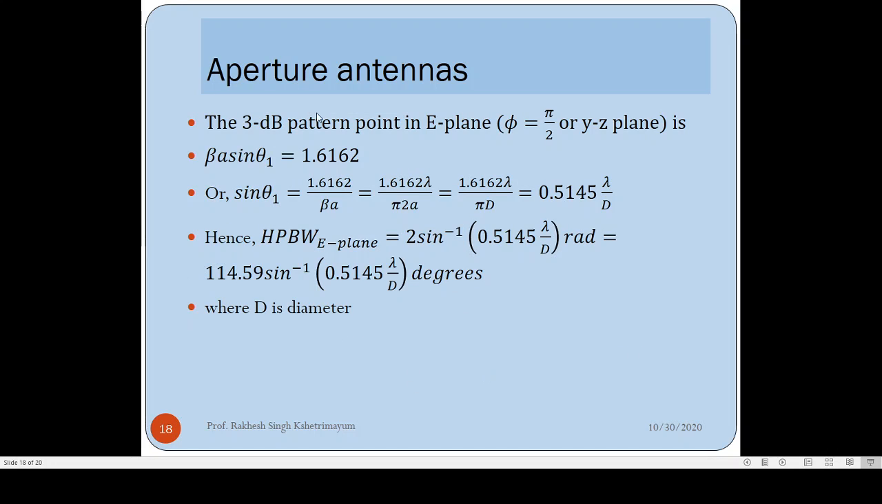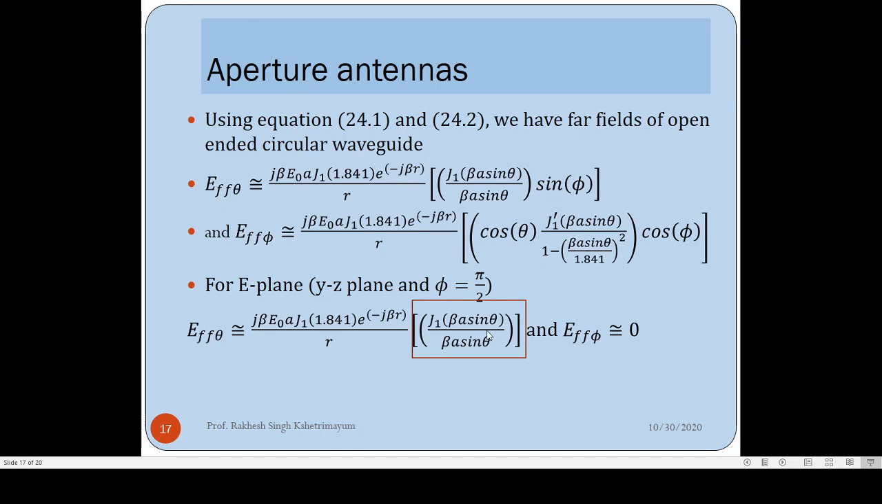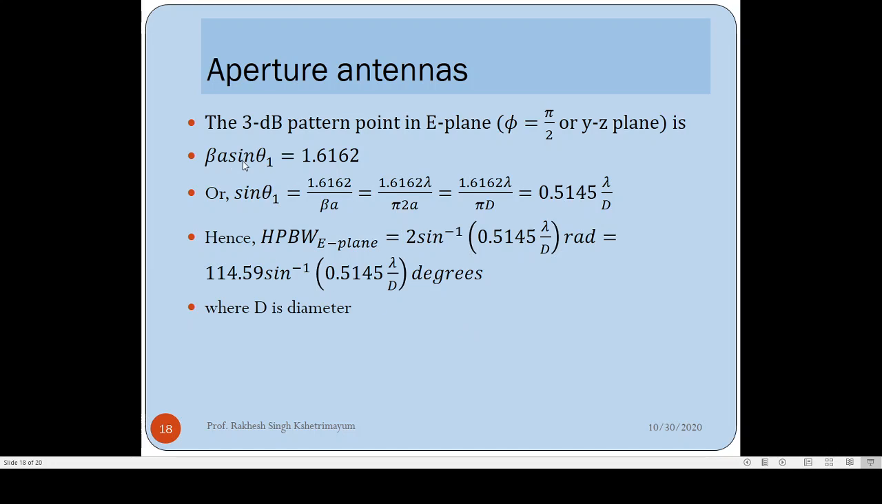So you can find out the 3 dB pattern point in the E-plane for phi equal to pi by 2, or the YZ plane, E-plane. That means when the electric field has been reduced by 1 by root 2 from the maximum value. 3 dB point means power has been reduced by half, but the electric field will be reduced by 1 by root 2. So this is the main contributing term here. So this beta a sin theta 1 should be equal to 1.6162 for the 3 dB pattern point.